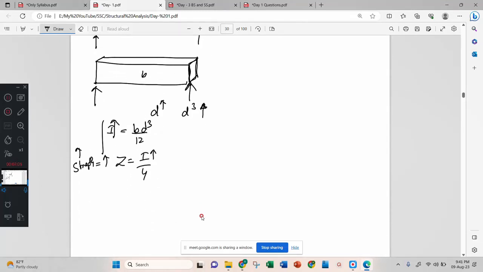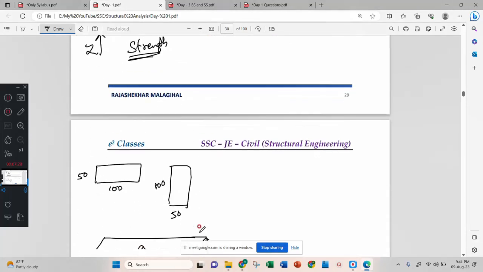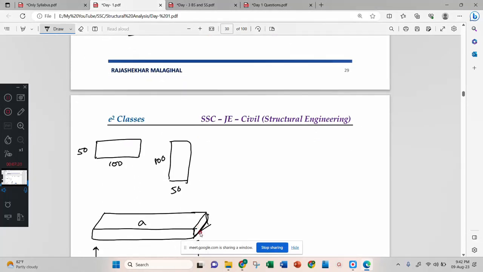Now, in other case, b is less. Therefore, in bd cube by 12, b has only one power, so I will be comparatively less. Therefore, z is less. Therefore, strength is less. That's why always depth should be more than the breadth to have a good strength. This is one example. Later you can discuss many things.